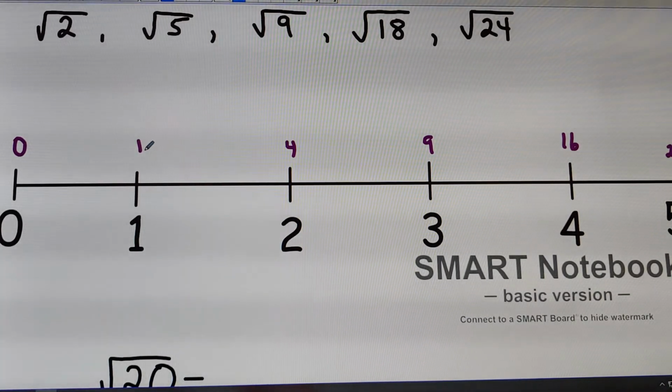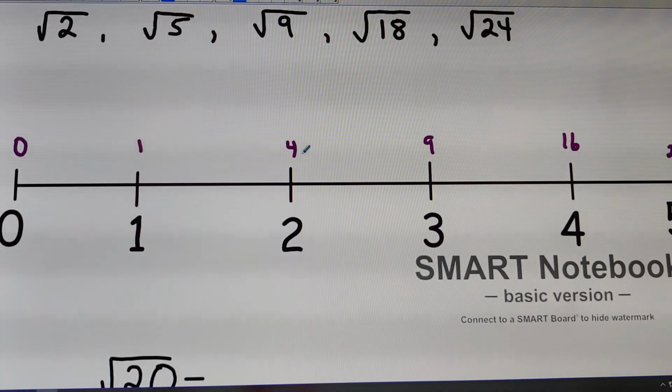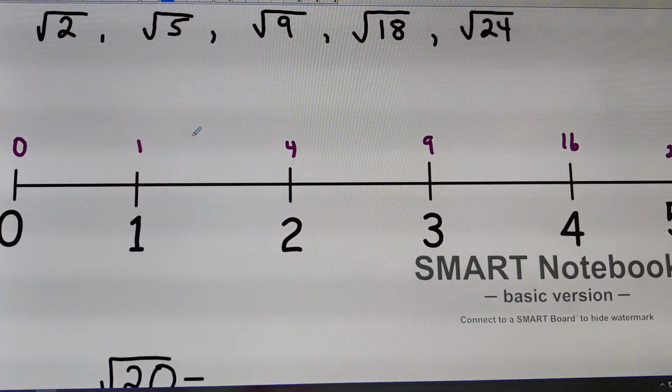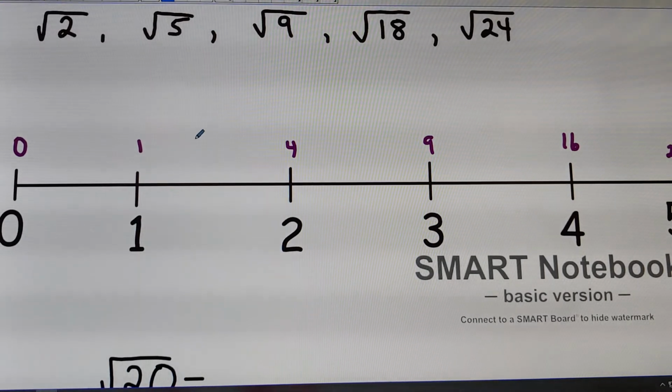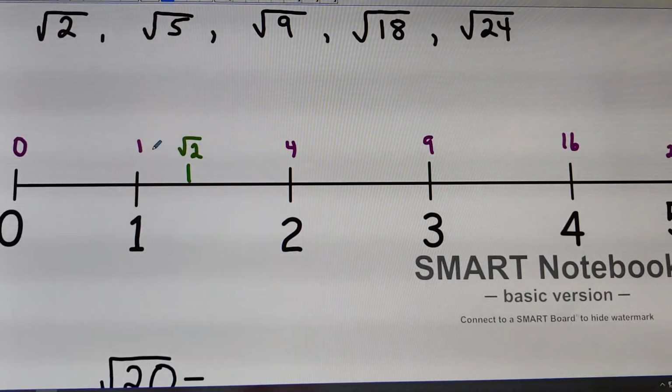Well, we know square root 2 is larger than 1 because 1 times 1 is 1. It's smaller than 2 because 2 times 2 is 4. So root 2 is somewhere between 1 and 4. What's it closer to? Is it closer to 1 or closer to 4? Well, it's closer to 1. So let's put square root 2 right there, okay? Because it's closer to 1 than it is to 4.